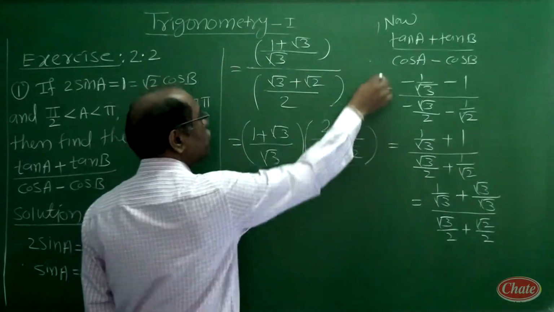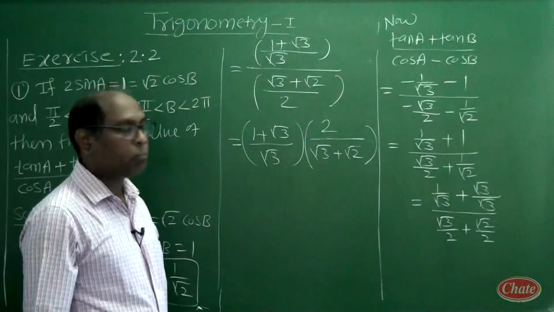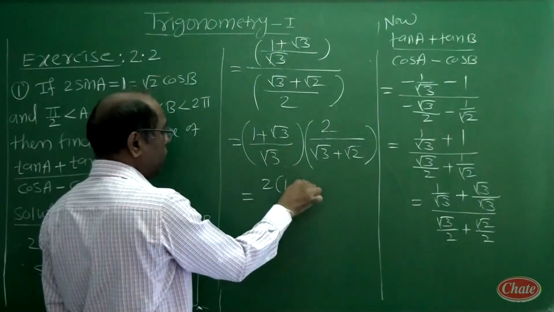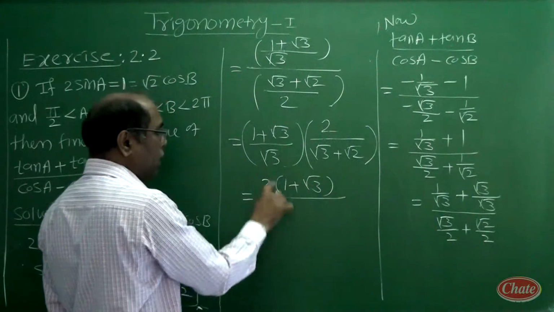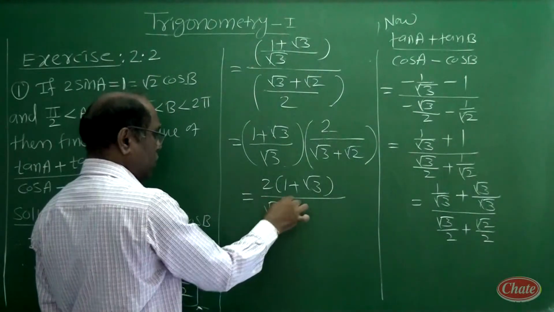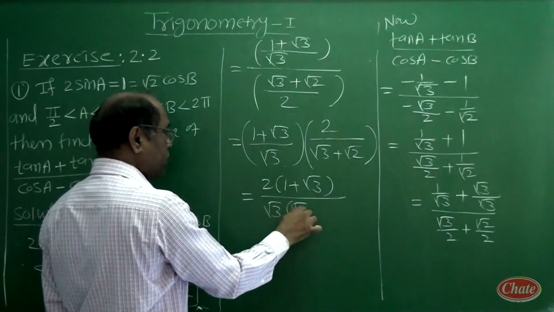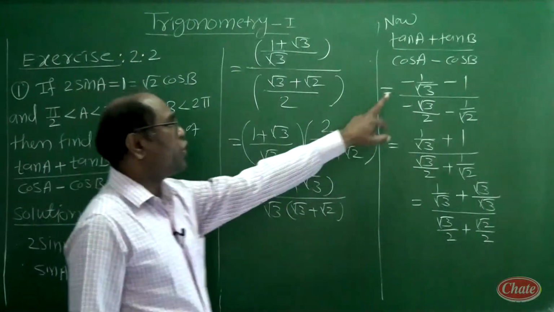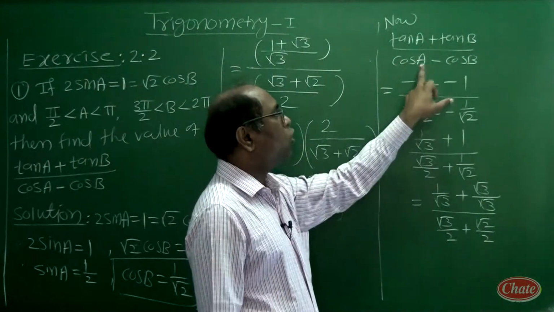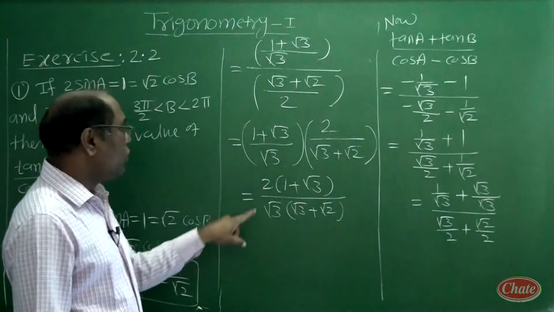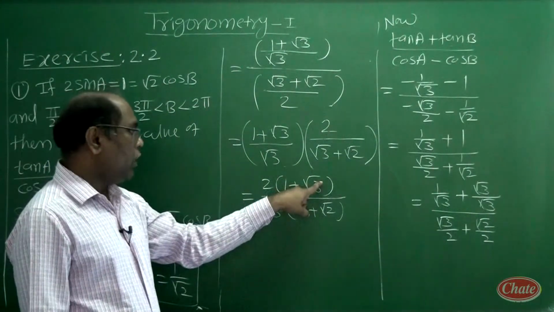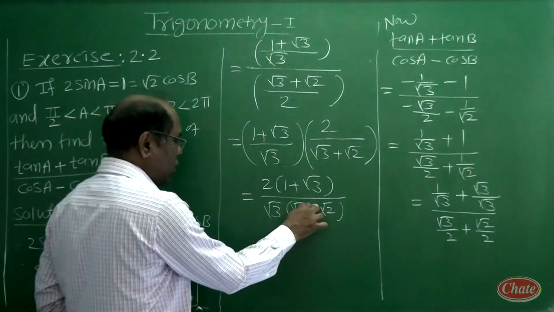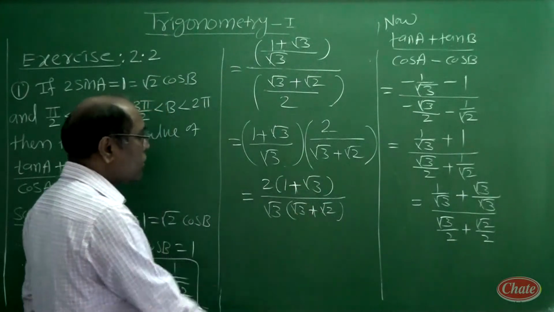That is division, opposite to the multiplication. Now that is equal to, what we get here? 2 into (1 plus root 3) divided by root 3 into (root 3 plus root 2). So that is the value of the given expression (tan A plus tan B) upon (cos A minus cos B), that is equal to 2 in bracket 1 plus root 3 divided by root 3 into in bracket root 3 plus root 2. Okay, so that is the required answer.